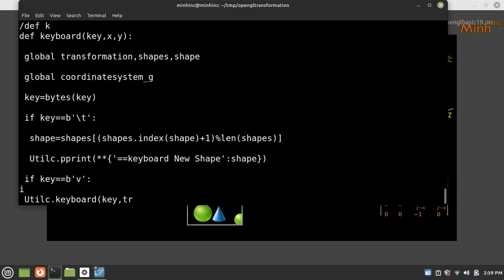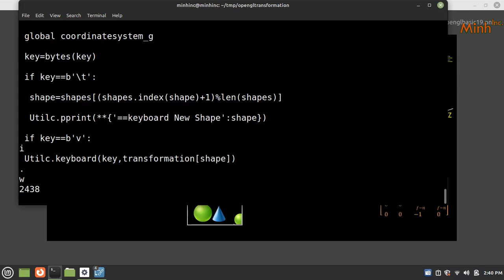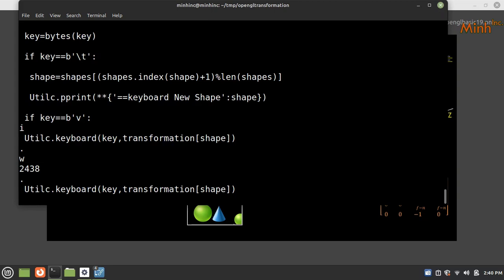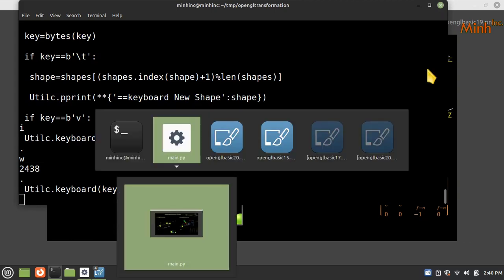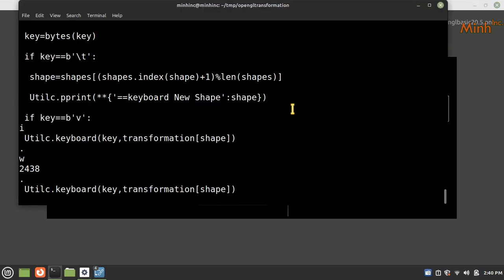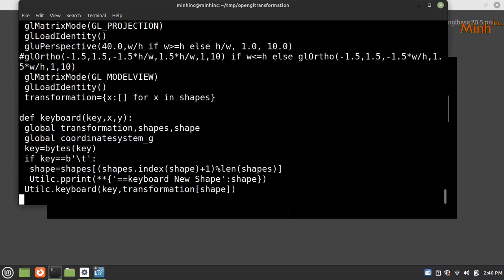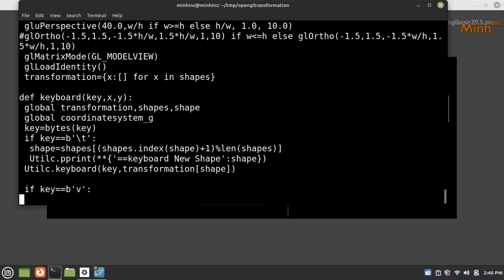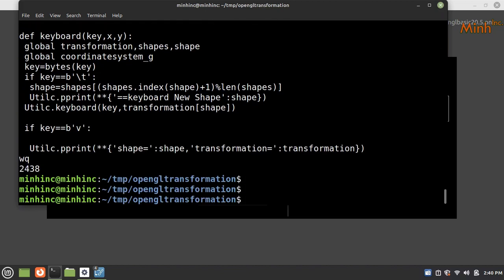Key, transformation, shape. Okay, so util C keyboard, that is the code that is here in util C keyboard. This is the actual keyboard code. There we are passing the key, what is the key, and transformation of the shape. So whatever shape we have now, that shape it would modify and return back. So that is the idea. So we'll try again.